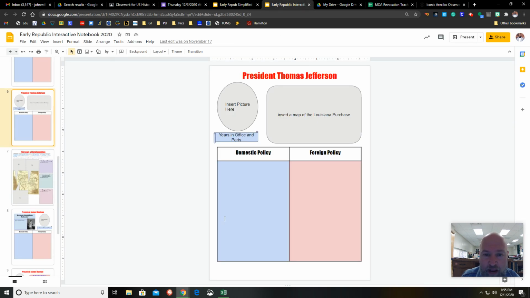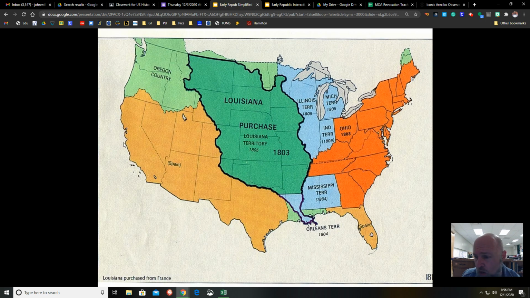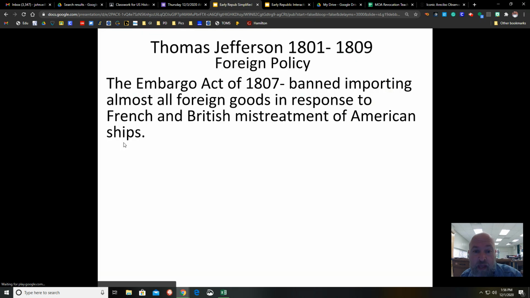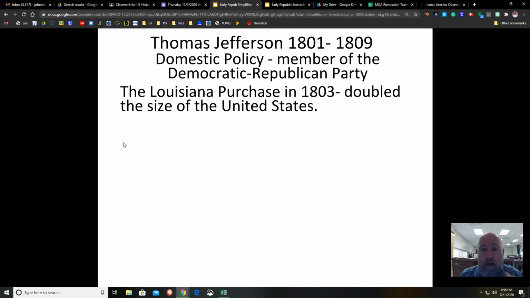So in our interactive notebook, yesterday on Jefferson, you did foreign policy. You put in a map of the Louisiana Purchase. You put his picture there and his years in office. Today, we're going to hit that domestic policy, and we're going to start where we left off with the Louisiana Purchase. Something can be both foreign and domestic. Louisiana Purchase is foreign because we negotiated with a foreign government, and it's domestic because it added to the size of our country.